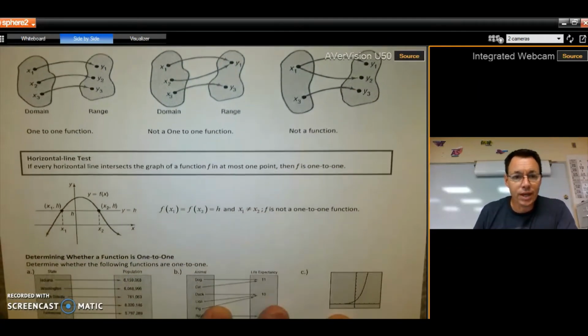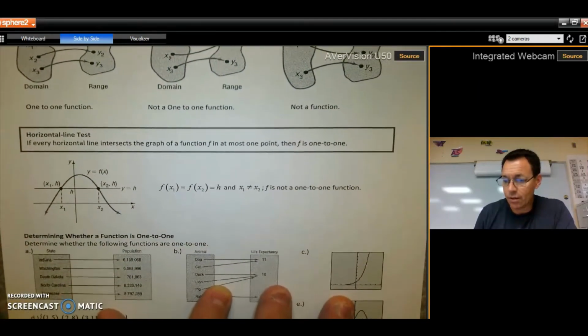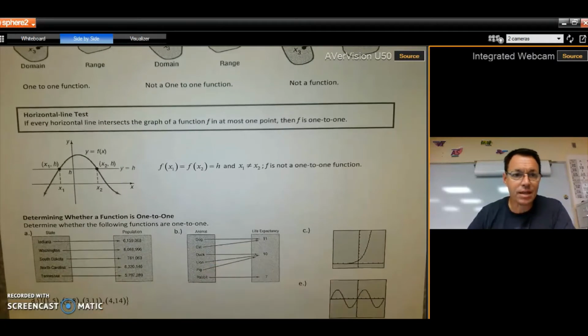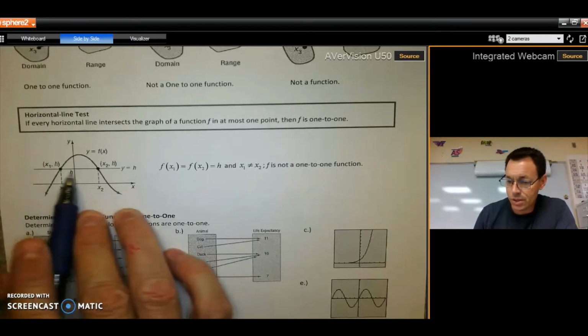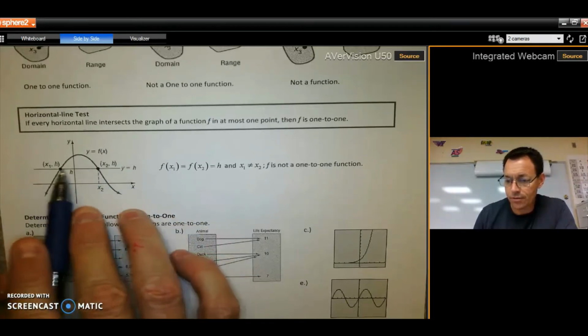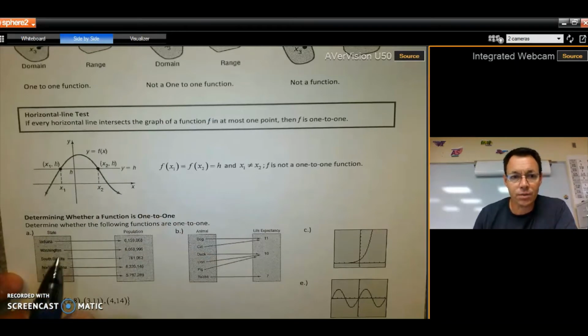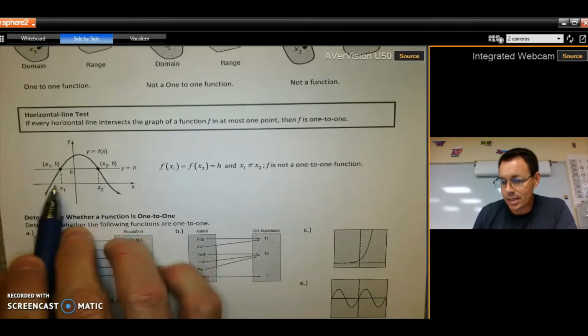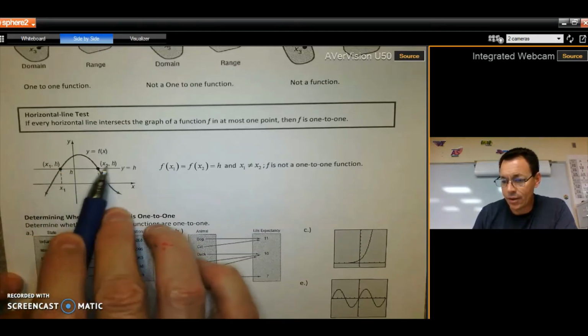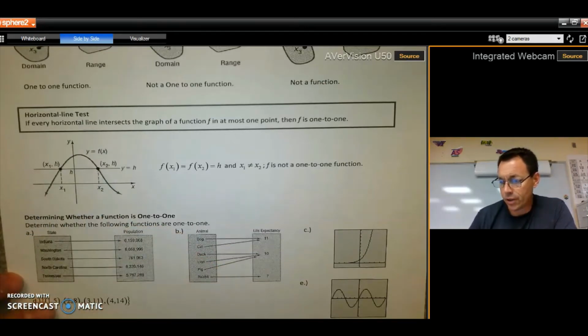One way to tell that you have a one-to-one function, if you're looking at a graph, not only does it have to pass a vertical line test, but it would have to pass what's called a horizontal line test. So if you draw a horizontal line and cross the graph twice, that's not a one-to-one function, okay? These two x's have the same y value, so that's not going to be a one-to-one function.